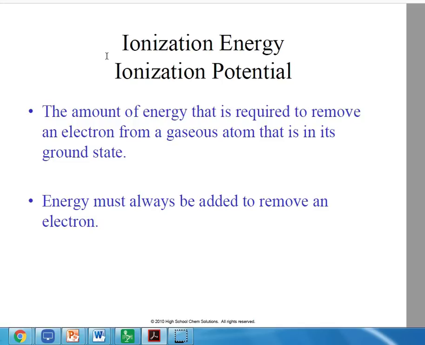No matter the atom, even if we say, ooh, this atom wants to lose an electron, we use that language sometimes, every atom requires energy to remove an electron from it. Even if it is more favorable to lose an electron, it still takes some amount of energy to remove that electron. So let's look at how much energy it takes and how that changes.